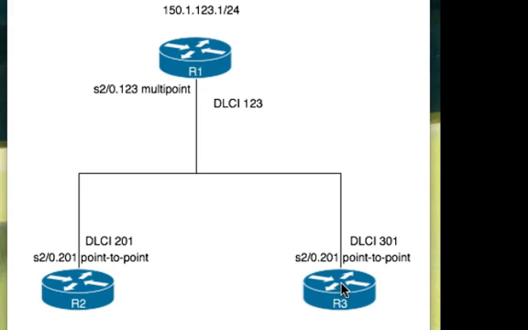Router 1, Router 2, Router 3. Router 1 has been configured as a Frame Relay hub, and Router 2 and Router 3 are configured as the spokes. Router 2 and Router 3 have point-to-point sub-interfaces on S2/0 with DLCIs 201 for Router 2 and 301 for Router 3 going to R1, and R1 has a multipoint sub-interface on S2/0.123 and on DLCI 123. So that's basically the Frame Relay topology.